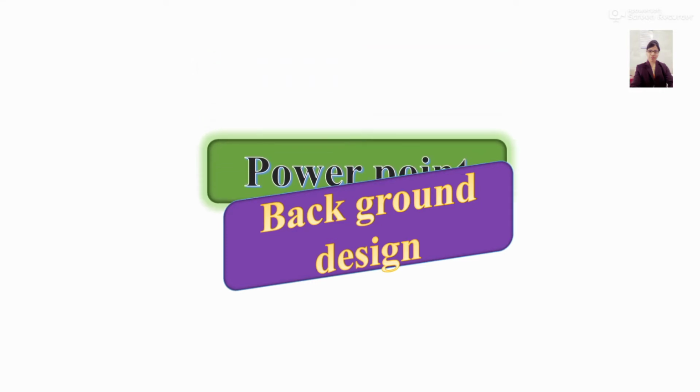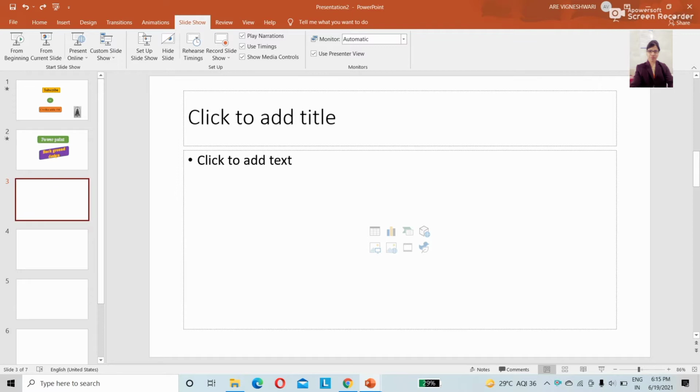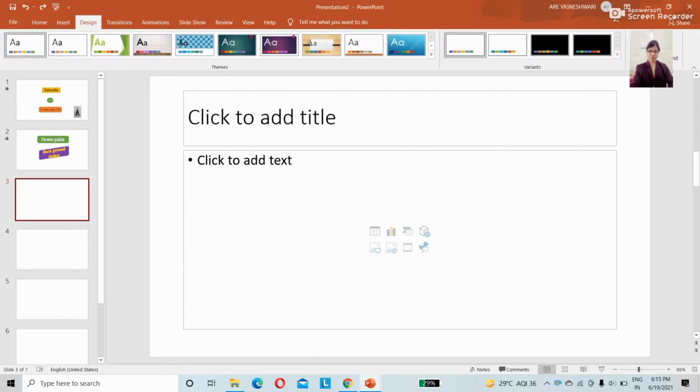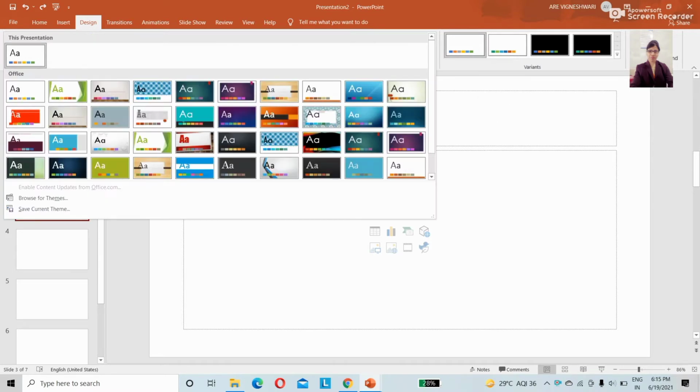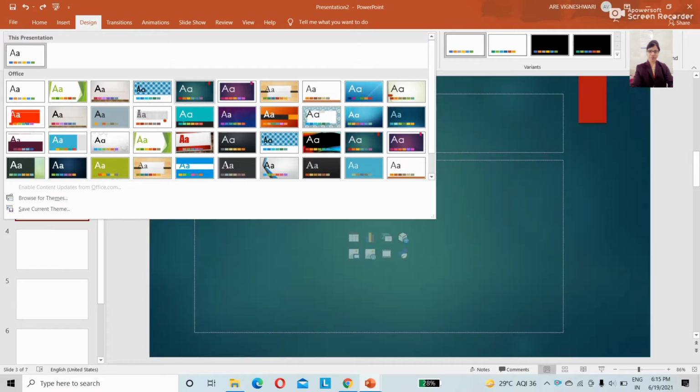So we'll see how to change the background design. I am selecting a slide. Here you have the option after home, insert, design. So you have the option design. In this way also we can do. I will show another way also. In design, you can find the default design styles. Whichever you want, you can directly select it.